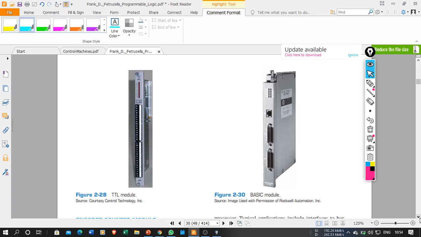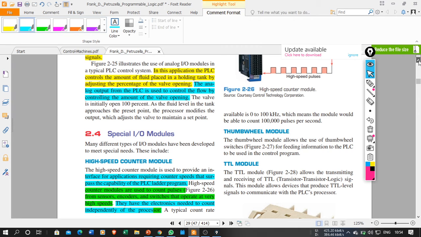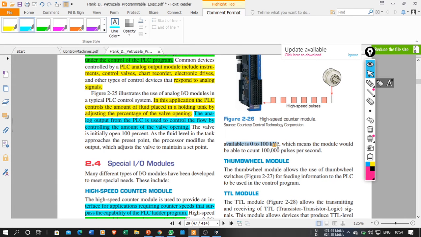The high speed counter module is shown in the above figure. It will receive and measure the pulses, and it operates at a frequency of 0 to 100 kilohertz, which means this module can count 1 lakh pulses per second.